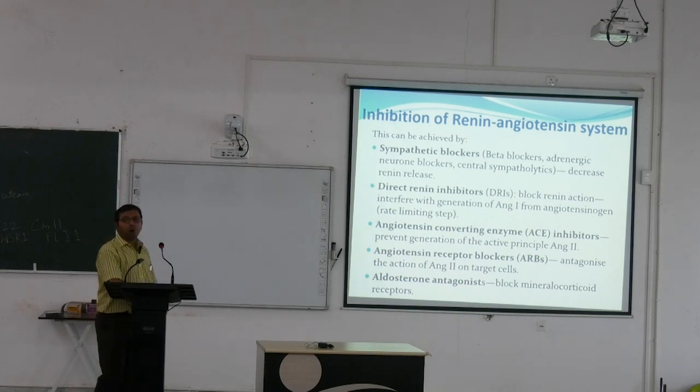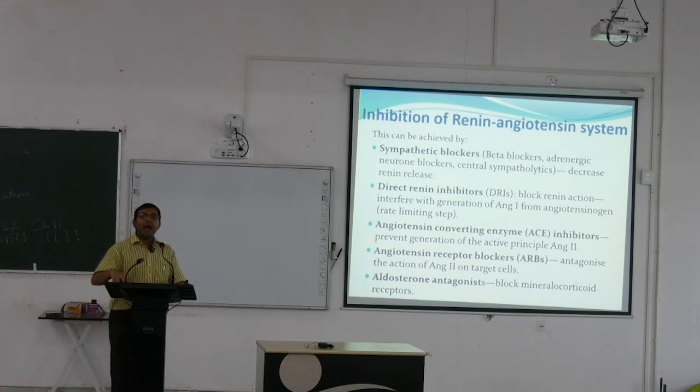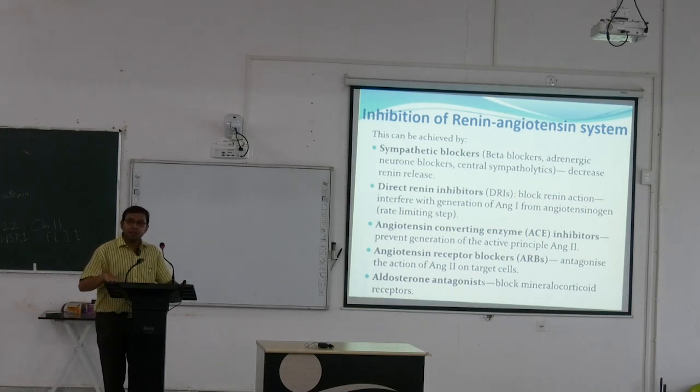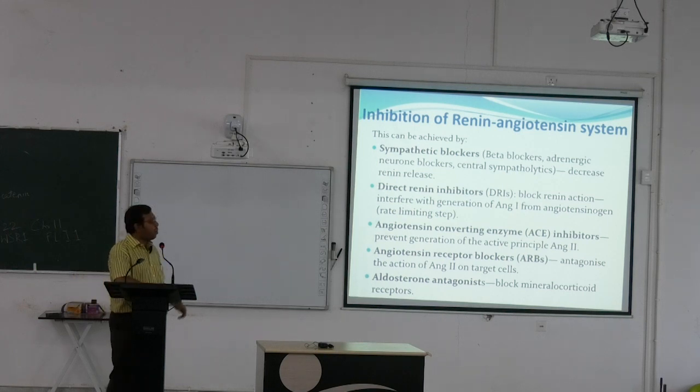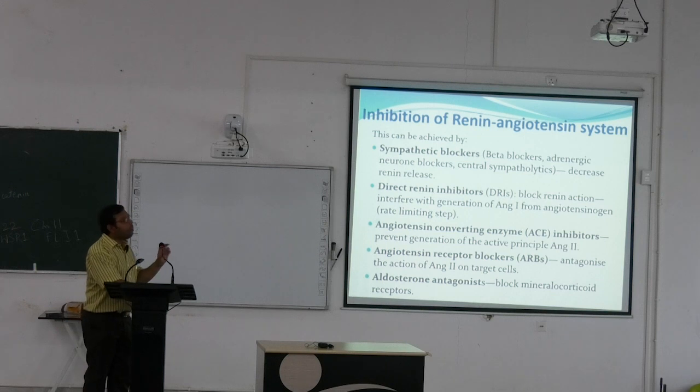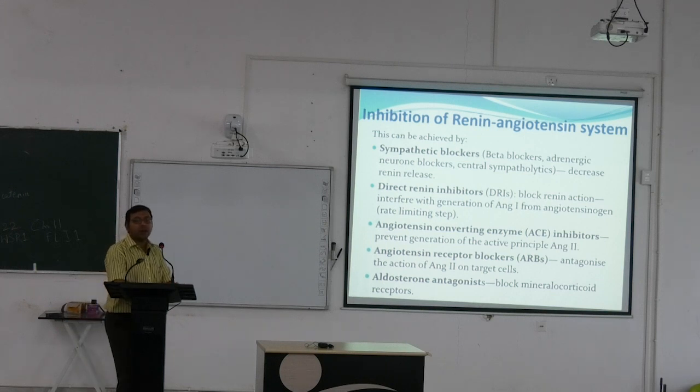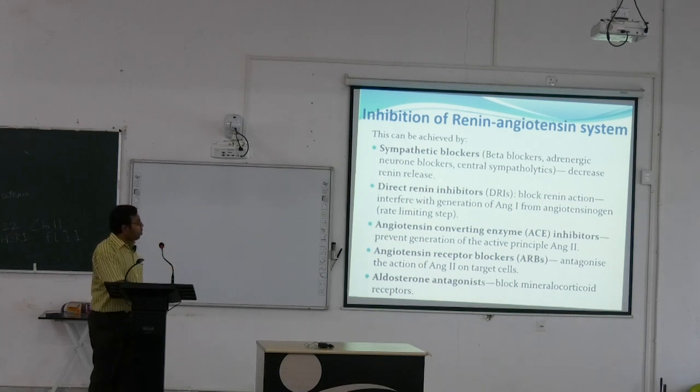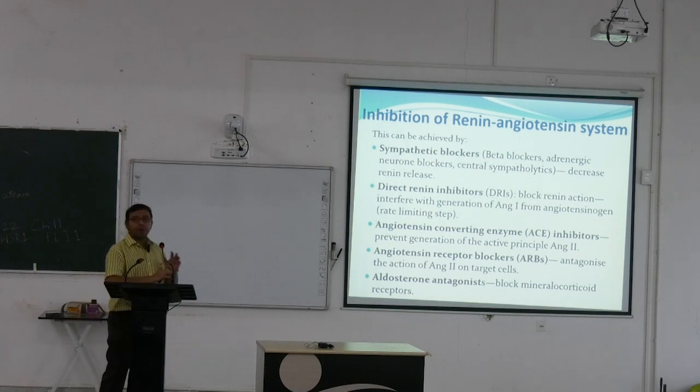Firstly, the sympathetic blockers like beta blockers. Already we have seen this. Ultimately, beta agonism helps in increased renin release. The central sympathetic pathway is increased when there is renin activation, this system activation. So when we block the beta receptors with beta blockers, adrenergic neuron blockers, and central sympatholytics, that blocks the central sympathetic outflow, and all these decrease renin release. So ultimately angiotensin 2 production will be decreased. We have already discussed the sympathetic blockers in the ANS.